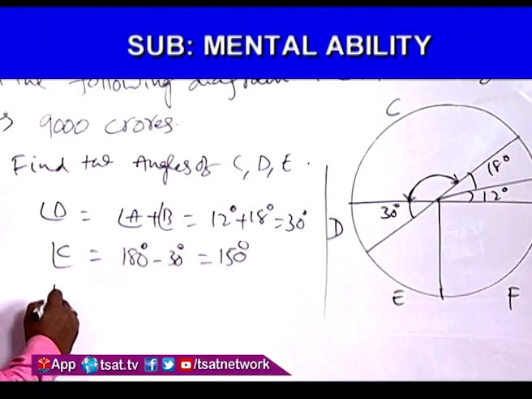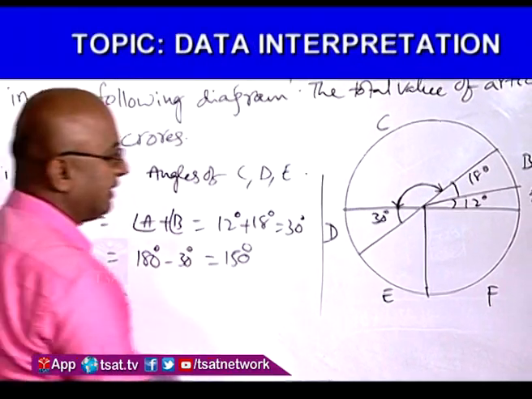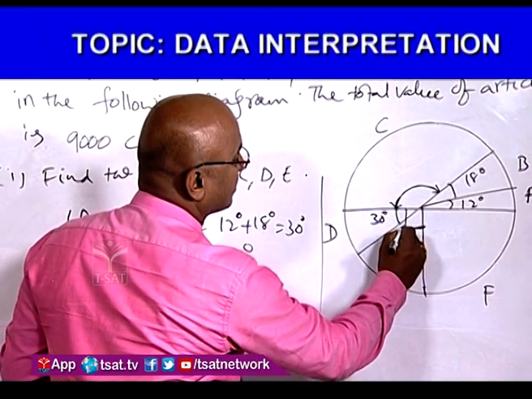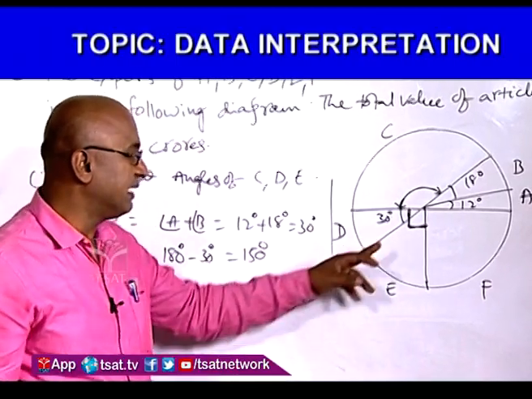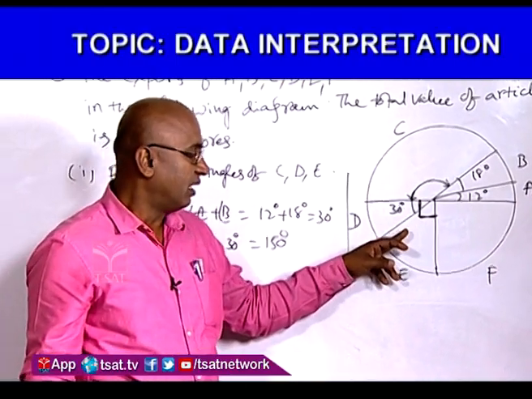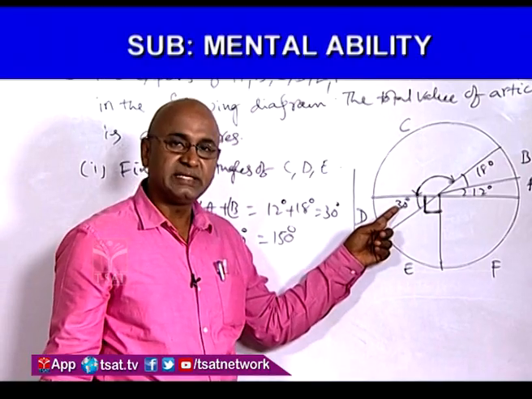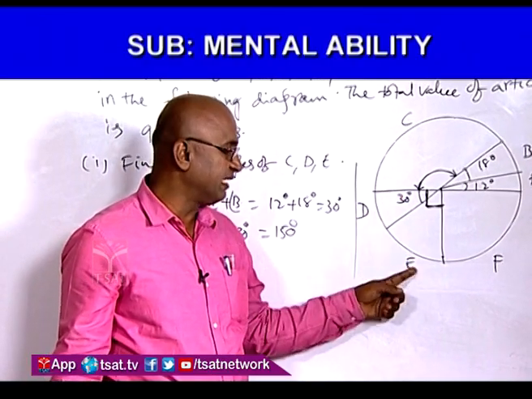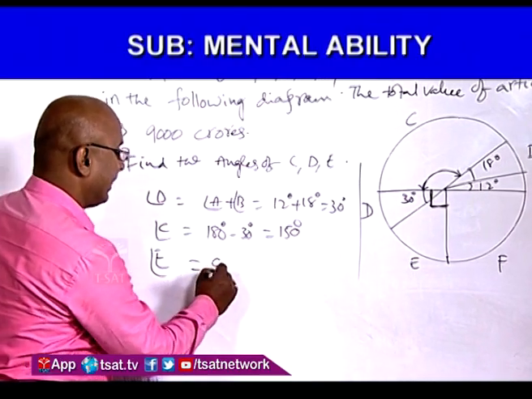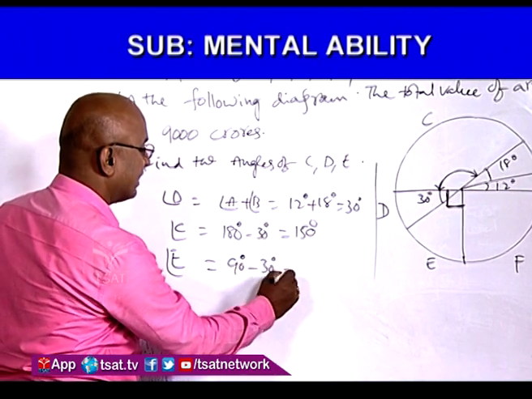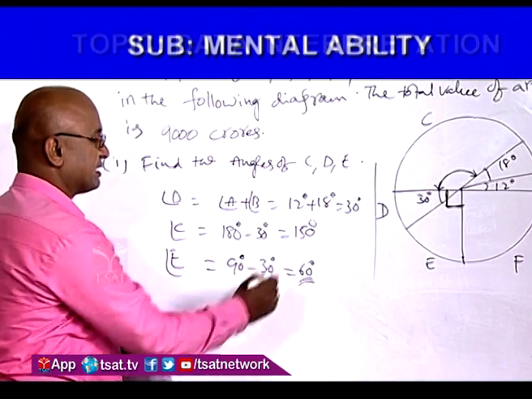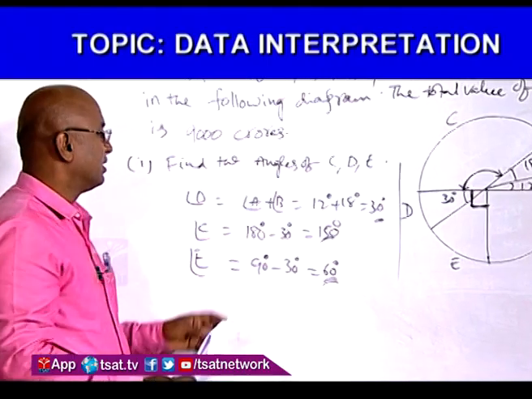And angle E. The angle in a quarter circle is 90 degrees. Out of 90 degrees, D comprises 30 degrees. Now the remaining angle E is equal to 90 degrees minus 30 degrees, that is 60 degrees. Correct? So we found the angles.